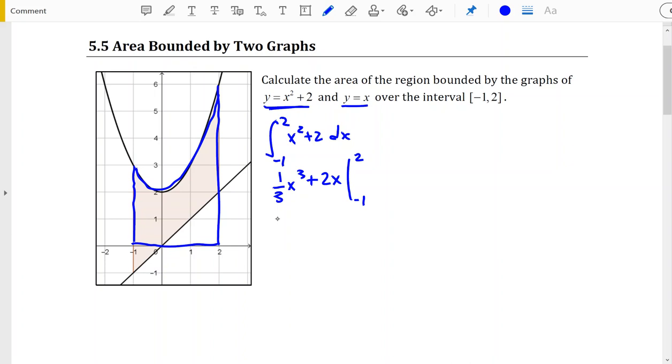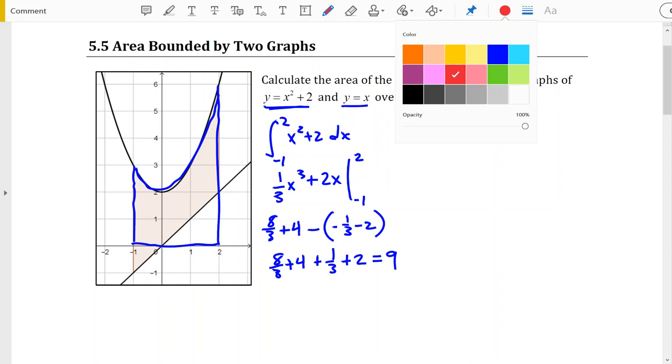Plugging 2 in, we get 8/3 plus 4. And plugging -1 in, we get -1/3 minus 2. And so when we subtract those two results, which is 8/3 plus 4 plus 1/3 plus 2, we're going to get an answer of 9. And that represents the blue shaded region.